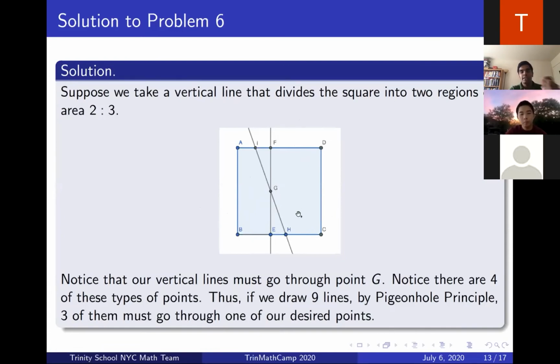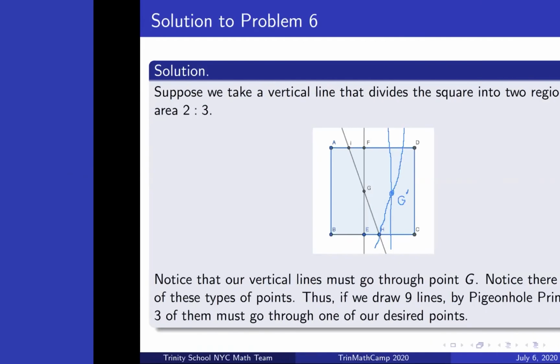And you'll notice that if I take the midpoints of each of these 4 lines, our lines have to go through at least one of those points, just because of this whole idea of trading areas that I talked about. And so this is where we invoke Pigeonhole. Since there are 4 types of our point G, if we draw 9 lines, by the Pigeonhole principle, 3 of them must go through one of our desired points. And I believe Michael is drawing some new points. There's actually 4. And so this is essentially the idea.